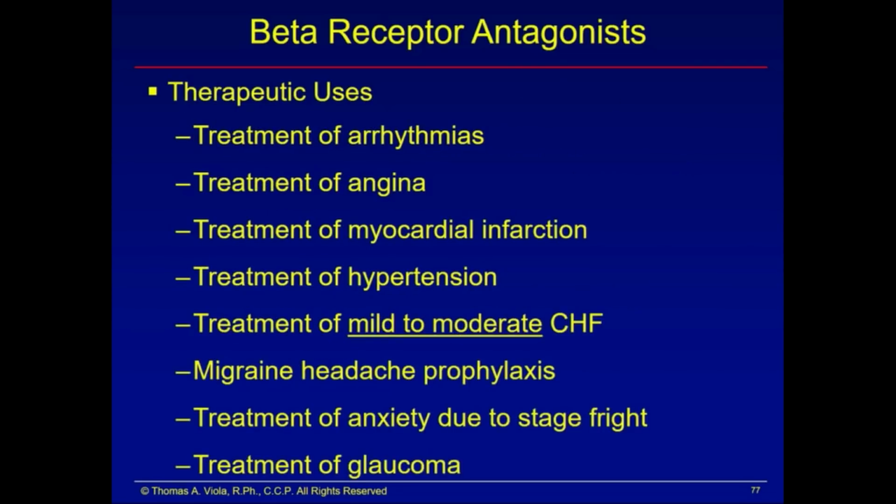Wow, look at the list of indications for these drugs. Arrhythmias and angina and hypertension. We're going to talk all about those in the next unit, cardiovascular drugs. But there you go, migraine headache prophylaxis, treatment of anxiety due to stage fright. So you're going to see a lot of these drugs being used outside, if you will, of what you might imagine. And that's due to the fact that there are alternate uses for these drugs.